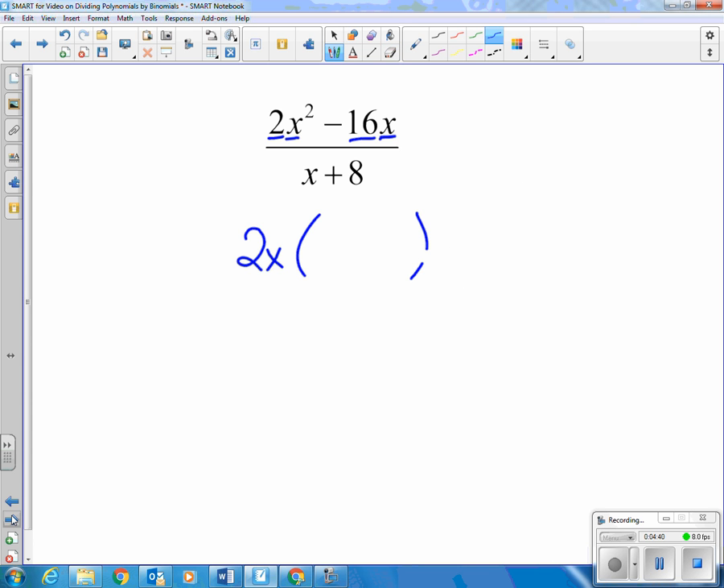So when I do this, I have 2x times x gives me the 2x squared, and then 2x times negative 8 gives me negative 16x, and that's what I'm looking for there.